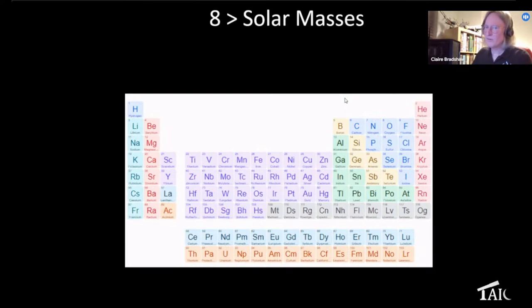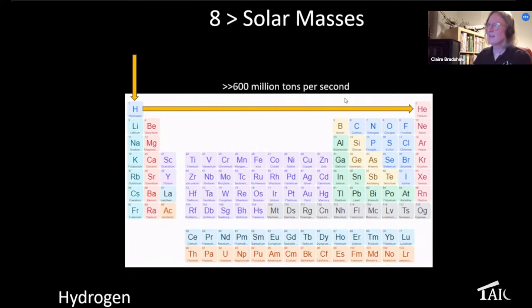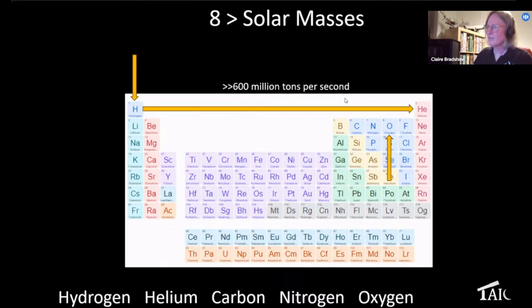But what about stars that are more than 8 solar masses? Again, the same story: hydrogen to helium, at many times more than 600 million tons per second. Then we get to carbon, then nitrogen, and nitrogen goes on to oxygen. Oxygen then can go on to silicon, and then silicon can go on to iron. But unfortunately, that is it. That is it for all stars over 8 solar masses, and supergiant stars. They cannot fuse iron. They cannot go beyond this stage of iron.